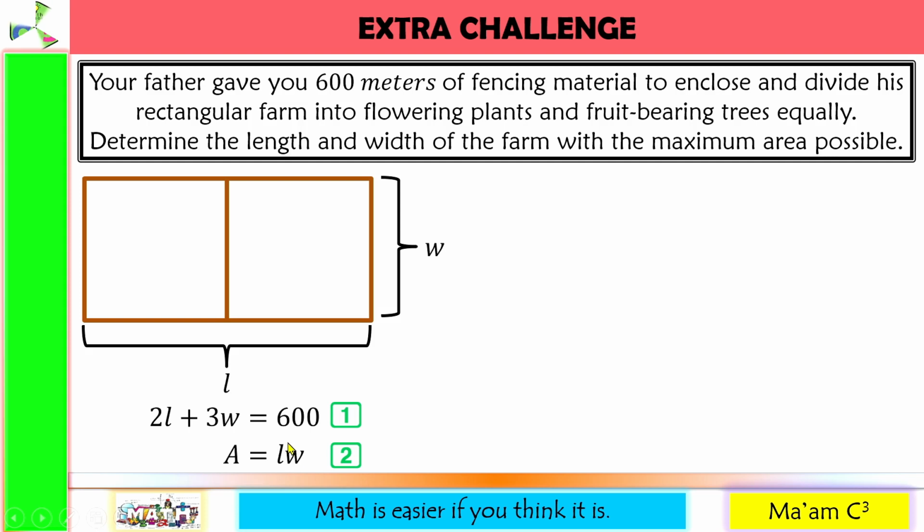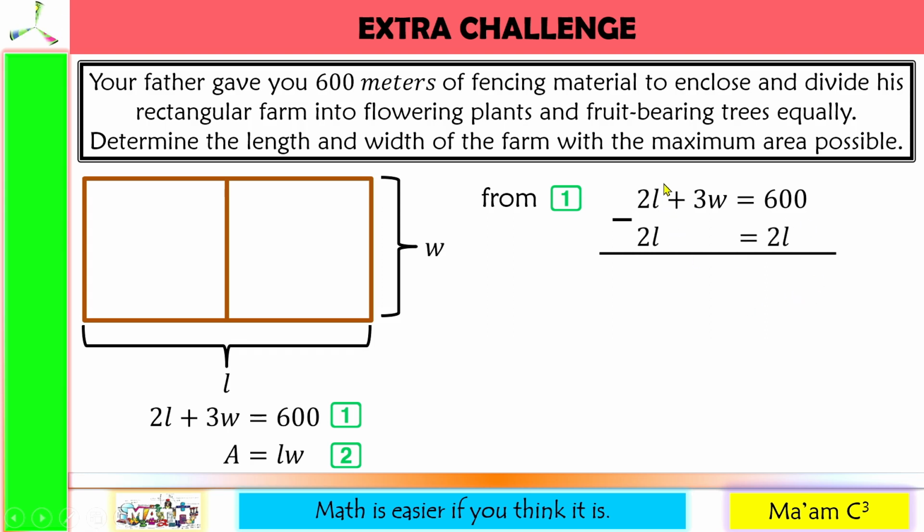From equation 1, I have here two variables. And what I am going to do is to eliminate one variable here. Meaning, I am going to express one variable in terms of the other. So let us say I would like to eliminate L, the length. So I'm going to subtract 2L on both sides of the equation. This will be 2L minus 2L will simply cancel out. 3W minus 0 is still 3W. And then I have here 600 minus 2L.